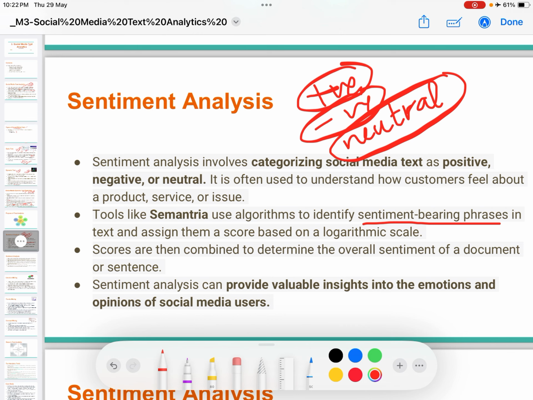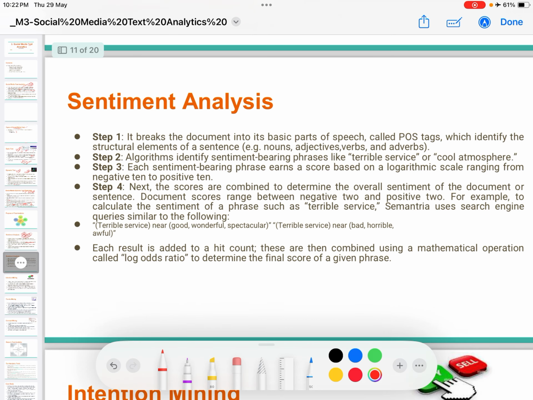Sentiment analysis can provide valuable insights into the emotions and opinions of social media users. How are the users feeling? What is the opinion about a product for a social media user?